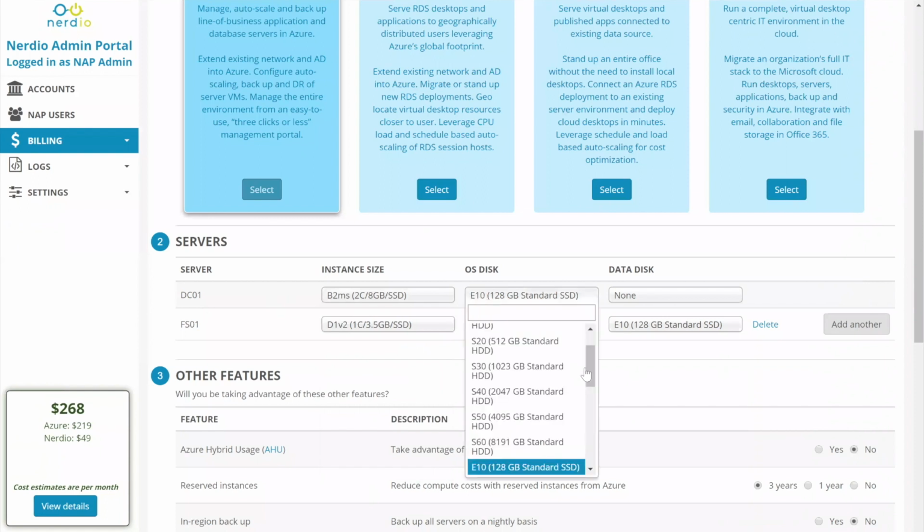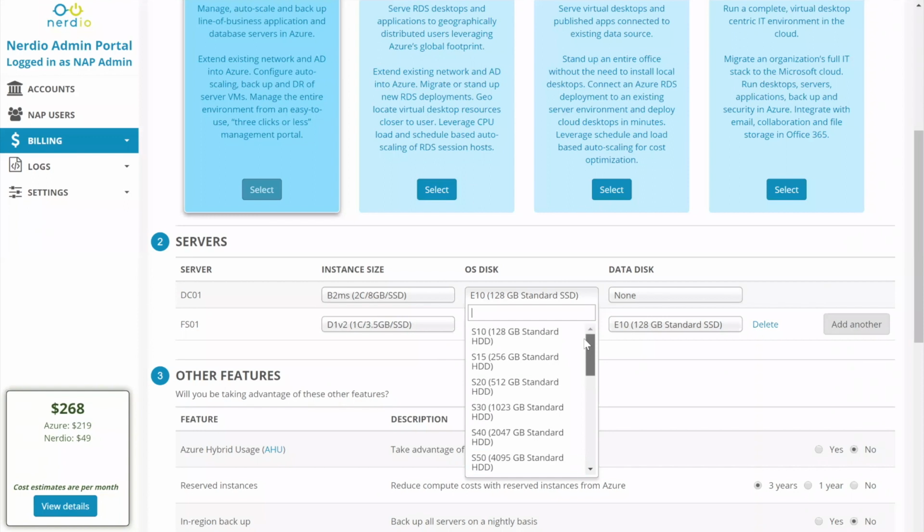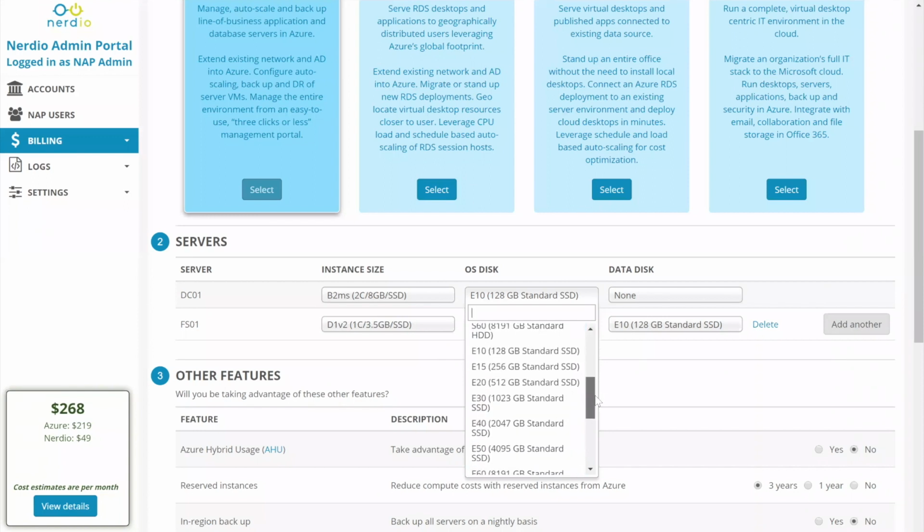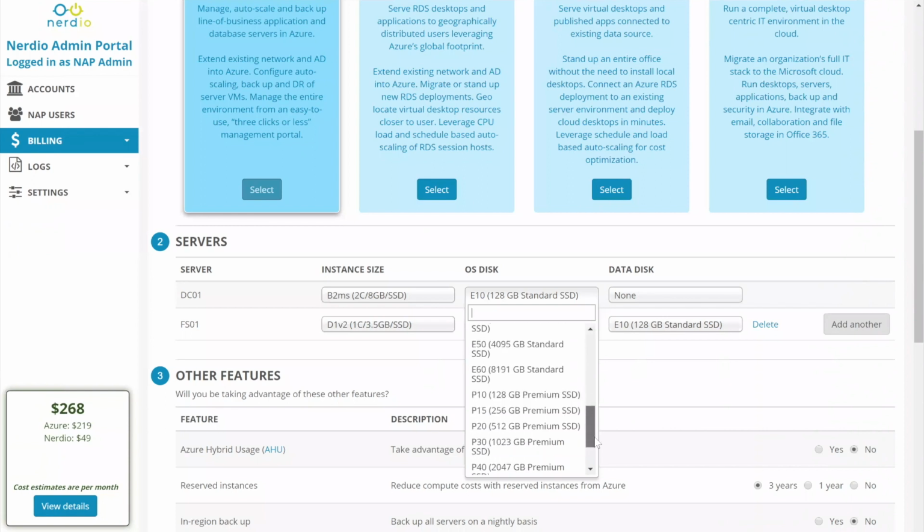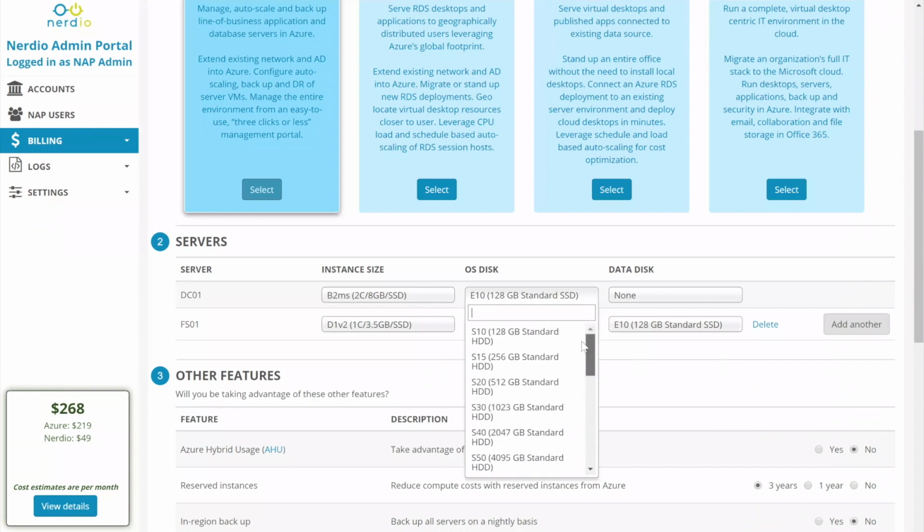Okay, and again, we support 3 types of disks: S, which is standard HDD, E, which is standard SSD, and P, which is premium SSD. You'll recall that standard SSD and standard HDD also have operations associated with them. They're slower, and premium SSD does not have an operations related charge, and they're more expensive.